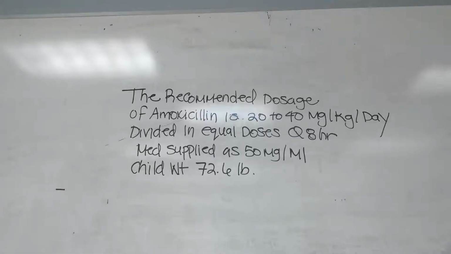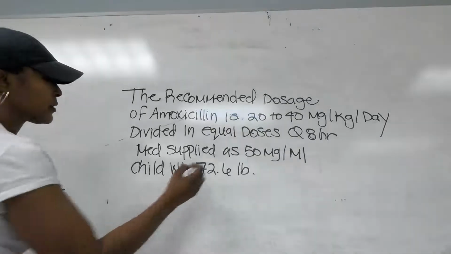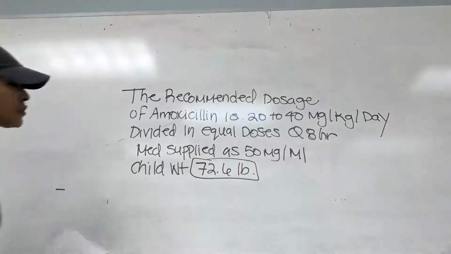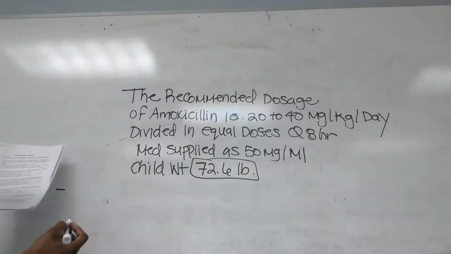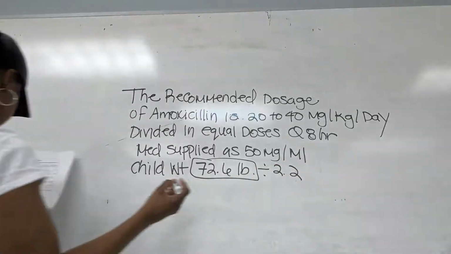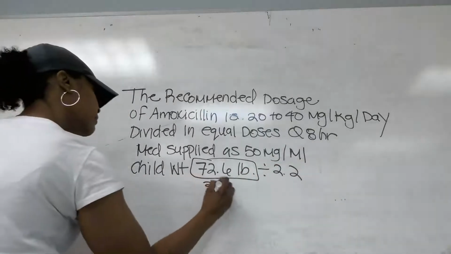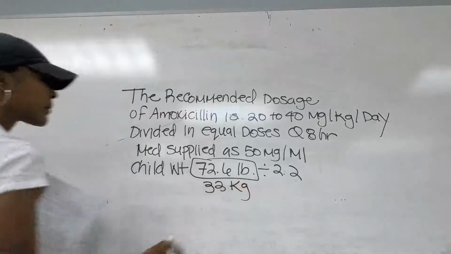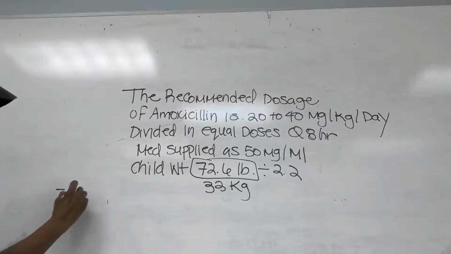All right, so we're going to solve for the daily dose, the divided dose or single dose, and how many milliliters we are going to administer. So step one is to convert this child's weight, the 72.6 pounds. We divide that by 2.2, and we come up with 33 kilograms.